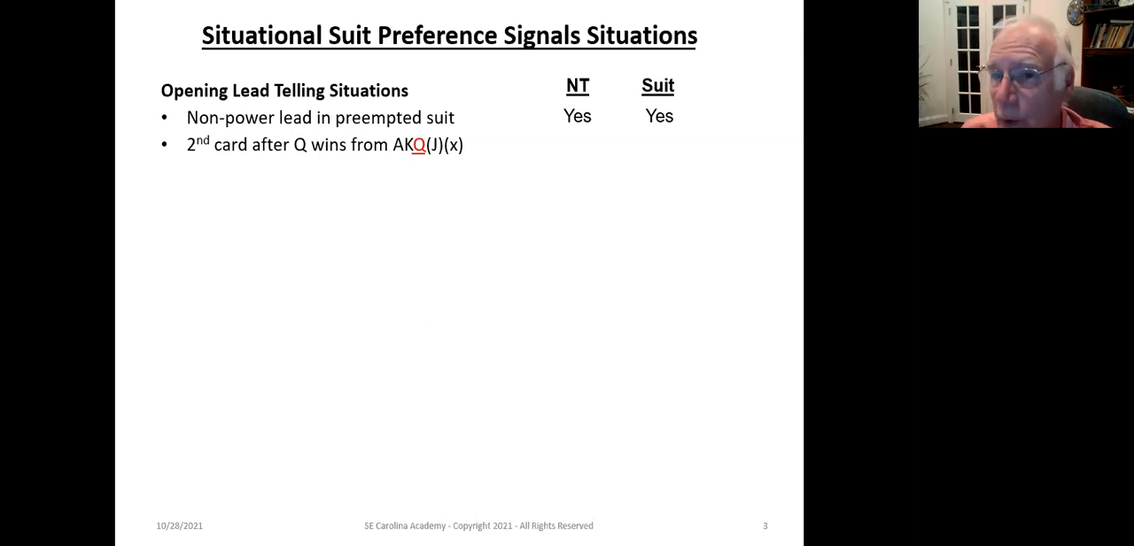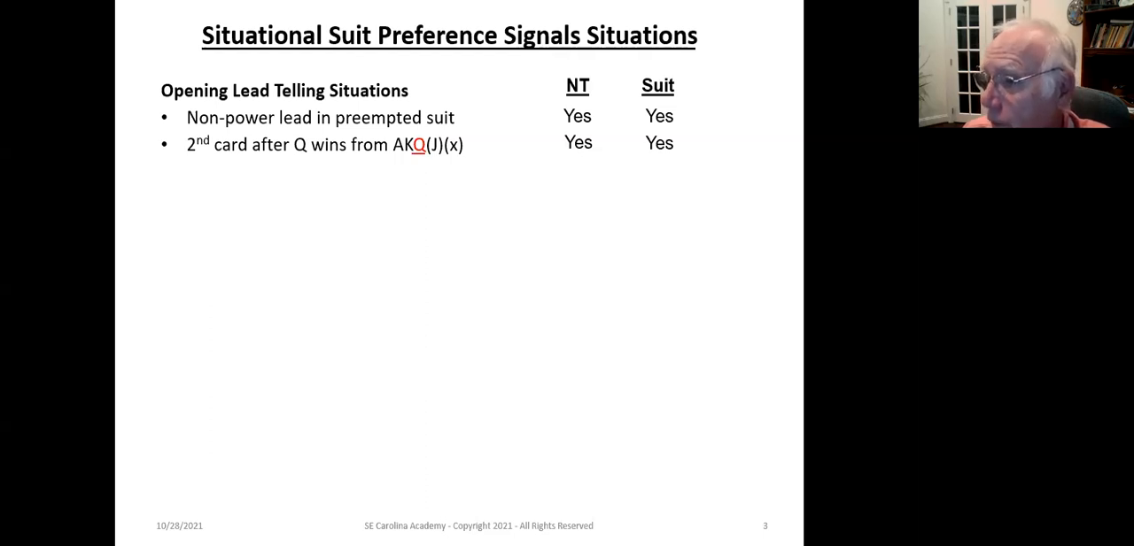Also associated with this is that when your partner does make a power lead, specifically when they have the ace, king, queen, they're going to lead the queen first. Okay, and then when that trick lead wins, they're going to lead the ace or king to tell us which suit they want to have led to them if the opportunity presents itself.